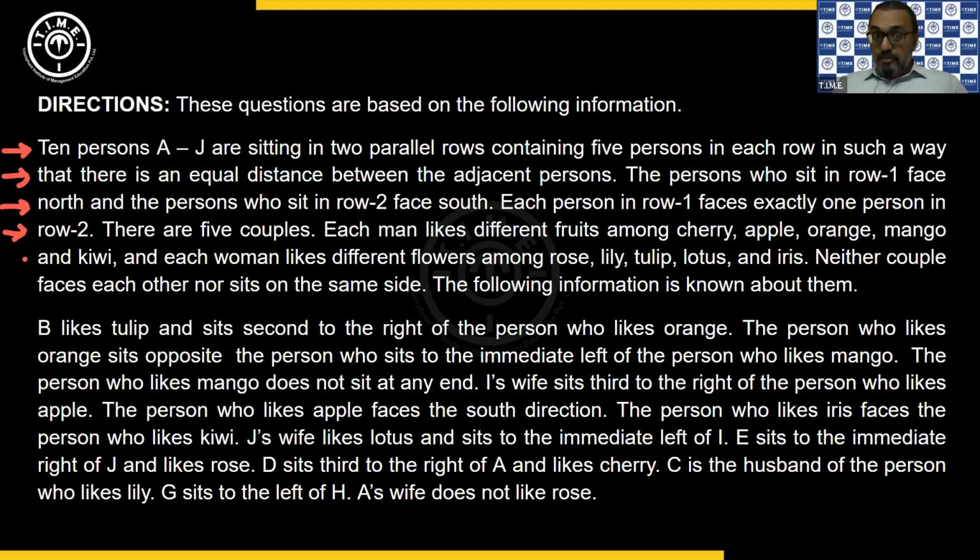There are 5 couples. Each man likes a different fruit among the 5 fruits given, and each woman likes a different flower among the 5 different flowers given. Neither couple face each other nor sit on the same side. So that means the husband and wife cannot be opposite each other, nor can they be in the same row. That's the condition, and the following information is known. Okay, so let's take up the arrangement.